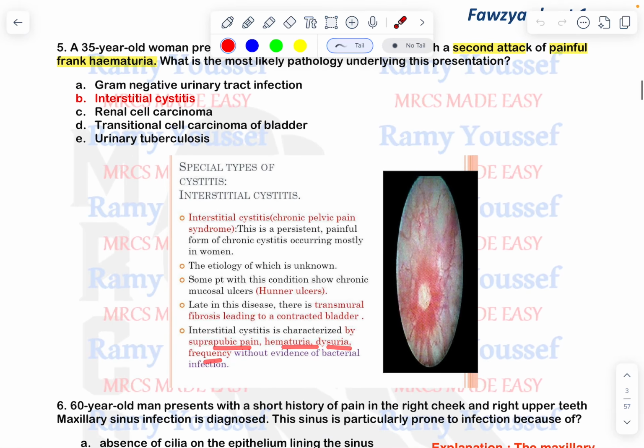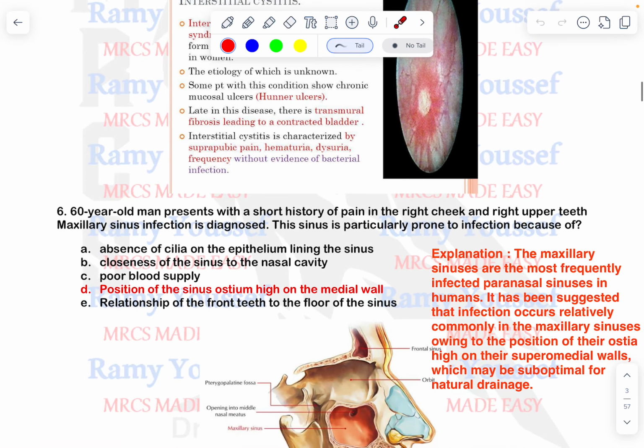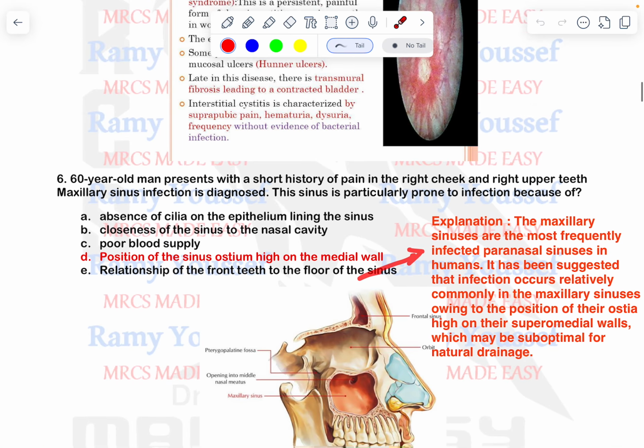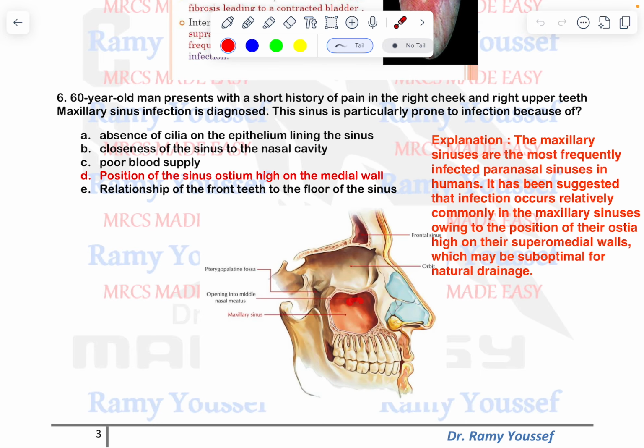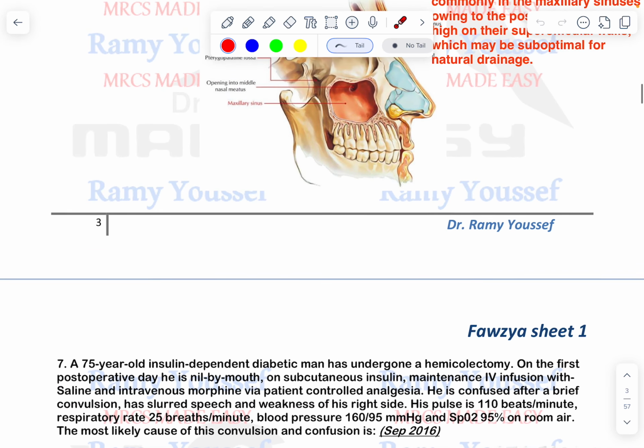Next question: a 60-year-old man presents with a short history of pain in the right cheek and right upper teeth. Maxillary sinus infection is diagnosed. The maxillary sinus is particularly prone to infection because its opening is at the upper level. You see this is the sinus and the opening is here at the top, so drainage is difficult. That's why the maxillary sinus is the most frequently infected sinus.